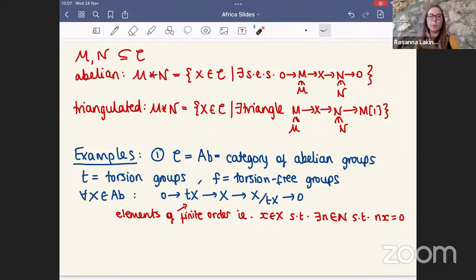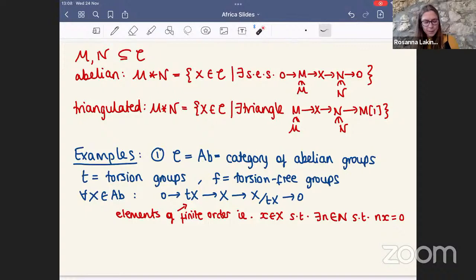For every abelian group, you can find a subgroup given by all of the elements of finite order, and this is clearly torsion. Then when you factor it out, you have something that's torsion-free. This is where torsion pairs get their name. Okay.